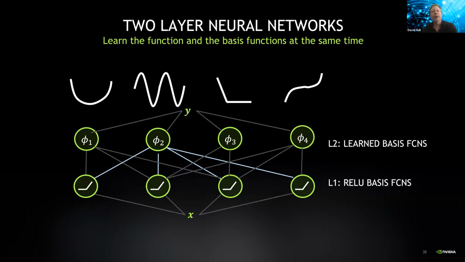By training a neural network with 2 layers, the model can learn the target function and the best basis functions to use at the same time. In this picture, we see that our model is still just the sum of 4 basis functions, just like the last slide. But in this case, each of the bases, phi1 through phi4, is itself a function that has been learned from the data. In this way, our basis functions are automatically customized for the data they need to represent.